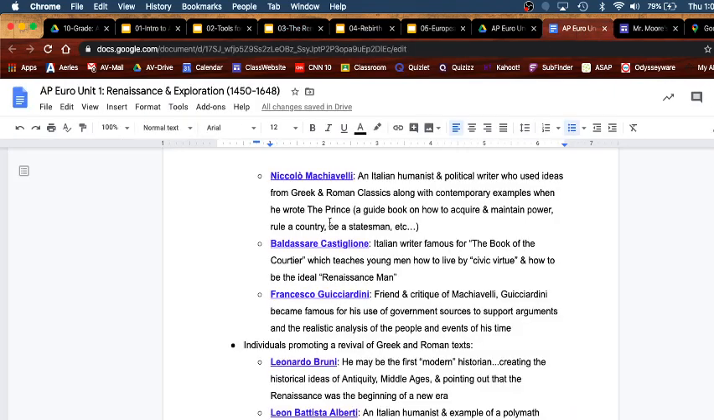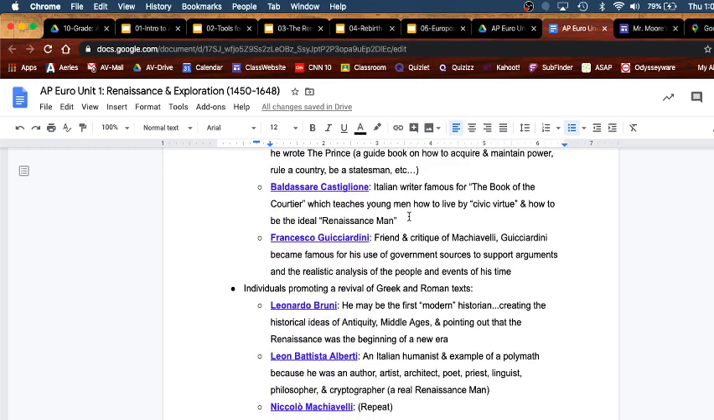And so Machiavelli, an Italian humanist and political writer, used ideas from Greek and Roman classics along with contemporary examples when he wrote The Prince, a guidebook on how to acquire and maintain power, rule in a country, be a statesman, etc. Right? So he's definitely one of the best political writers of the time.